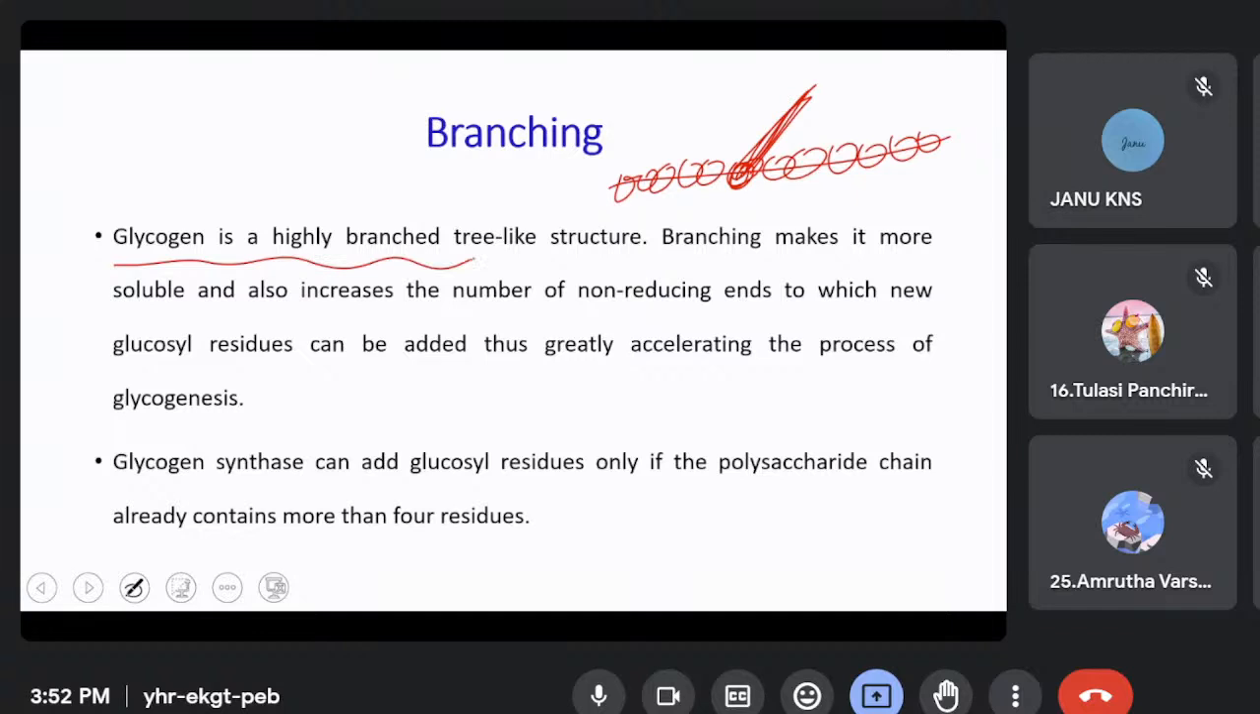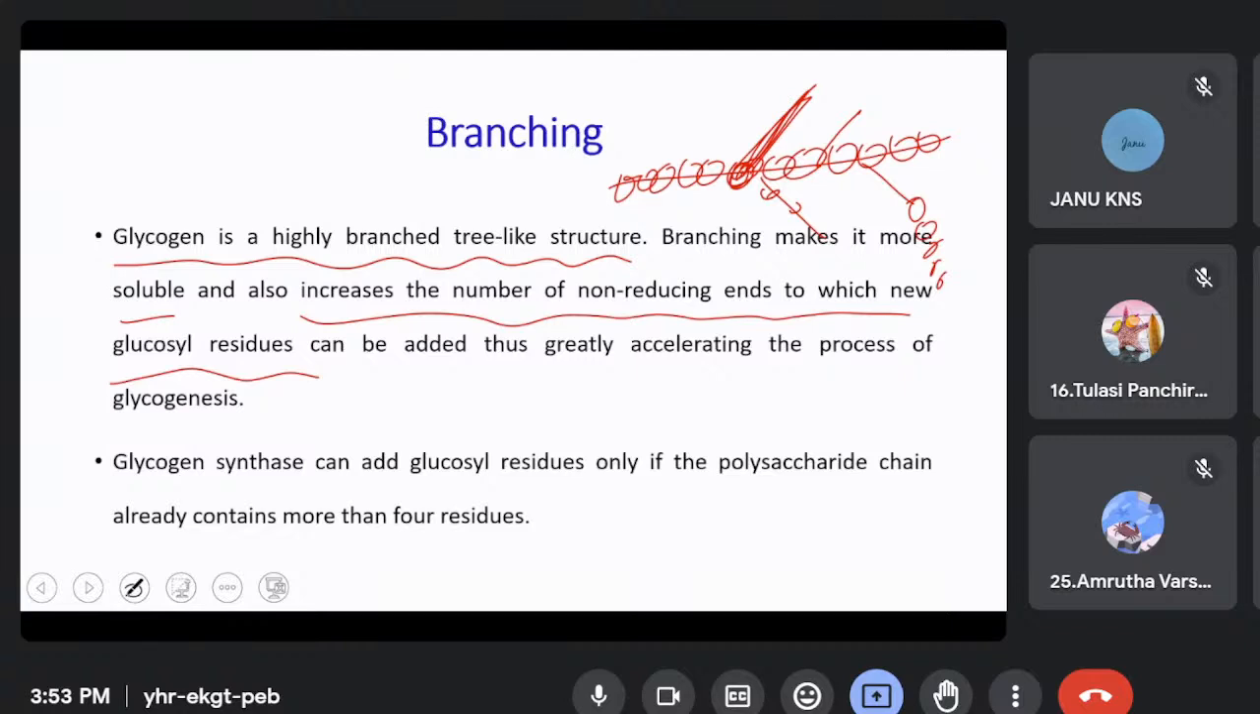So glycogen is a highly branched tree-like structure. Branching makes it more soluble. Why is it highly branched? Because it makes it more soluble and also increases the number of non-reducing ends to which new glucose residues can be added. As more and more non-reducing ends are present, new glucose residues can be added and more glucose can be stored by this branching pattern. Thus, the process of glycogen synthesis is accelerated.